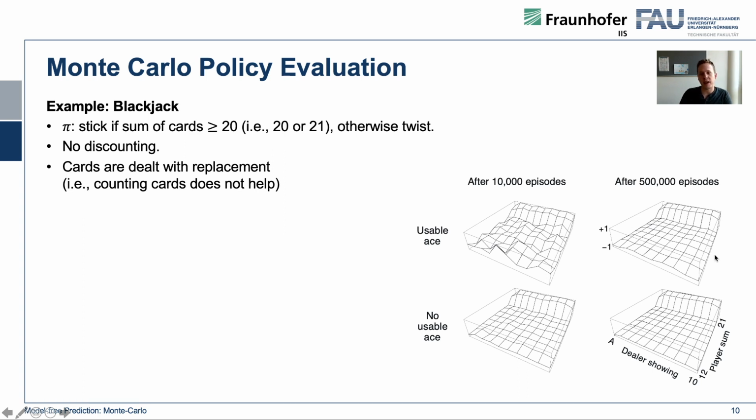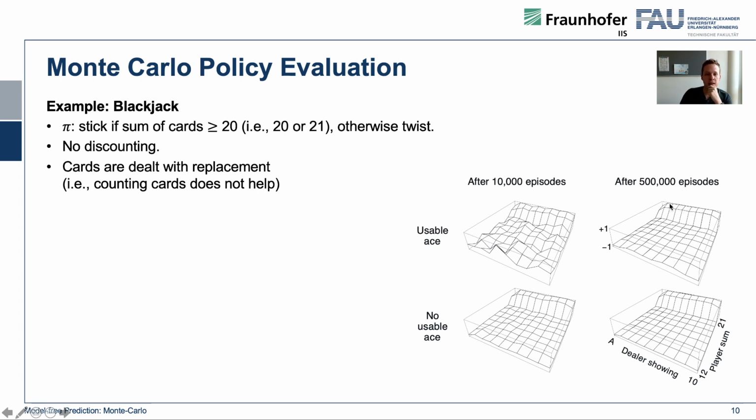But what it actually says is that if your player's sum is between 12 and 19, your value function is really low, because the probability that the dealer actually has a larger value than that is considerable. But if you have a value of 20 or 21, your value becomes fairly high.